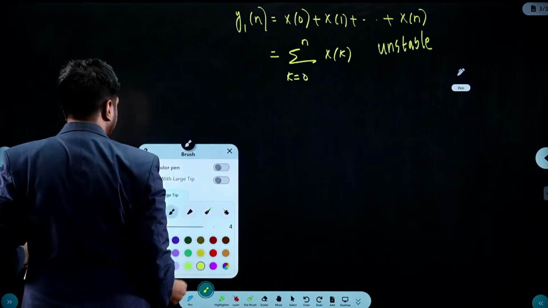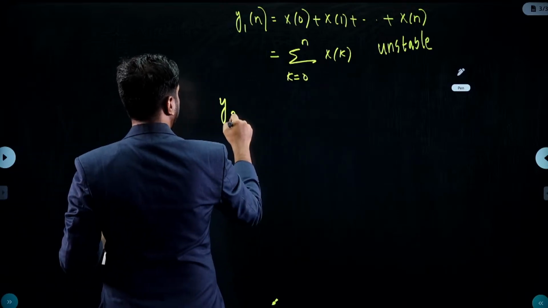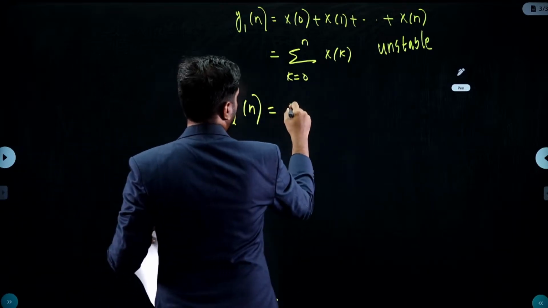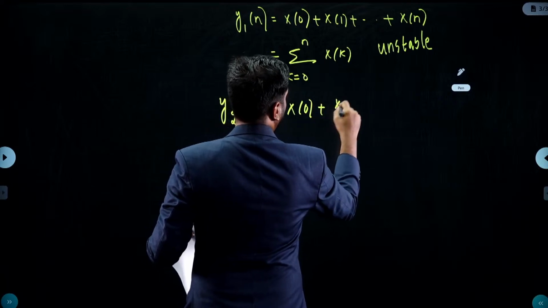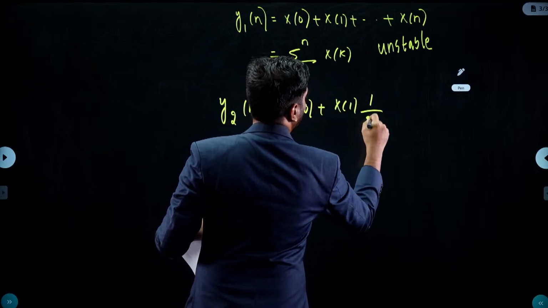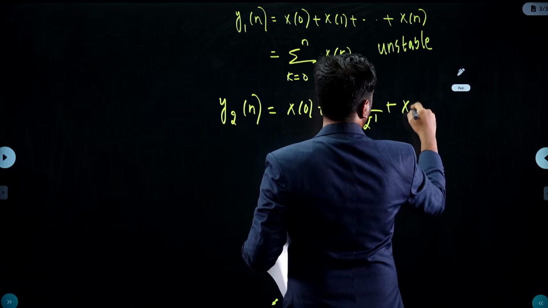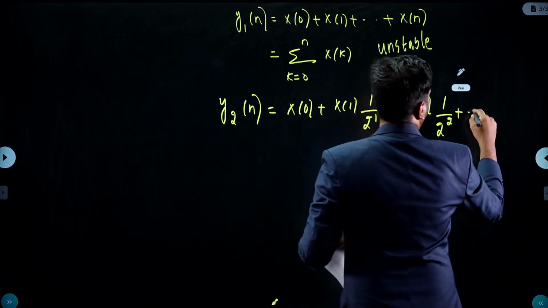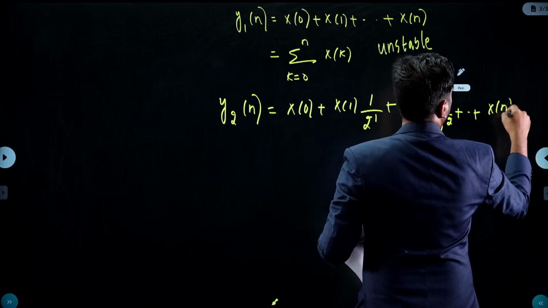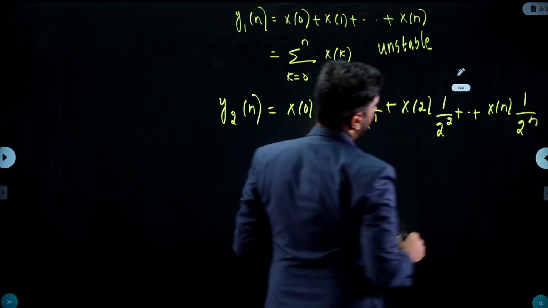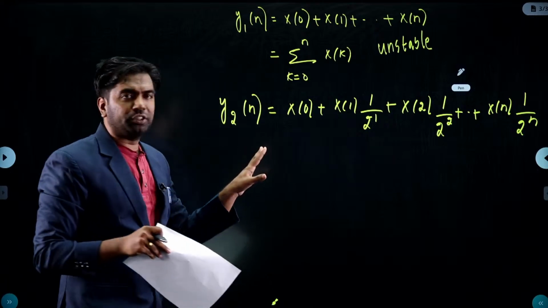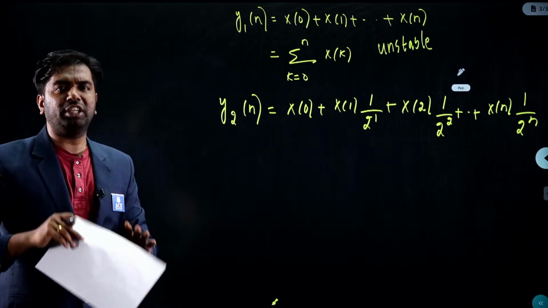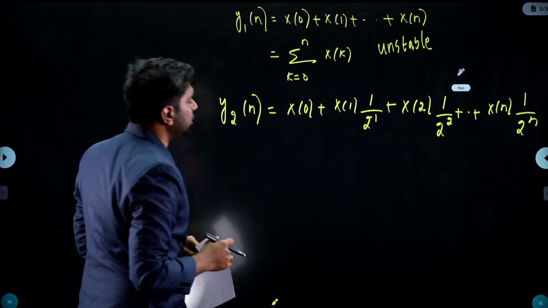So let us look at that second part, where the input-output relations were given like this. So it's x of 0 plus x of 1 into 1 by 2 power 1 plus x of 2 into 1 by 2 power 2 plus so on plus x of n 1 by 2 power n. So if a system is described by this input-output relation, is this system a stable system or not? So how do you judge this?